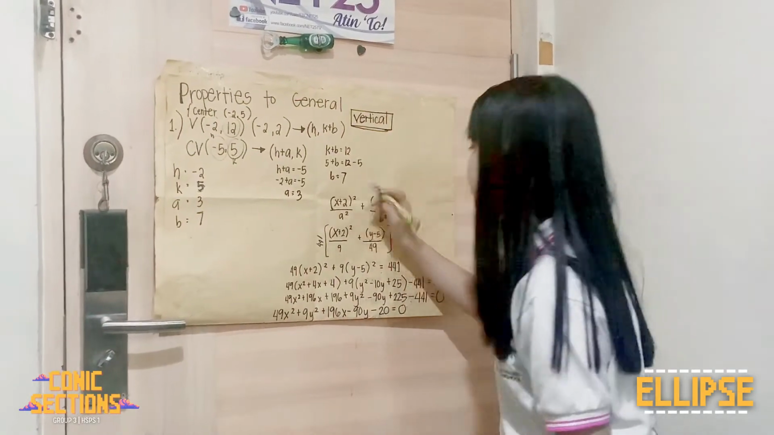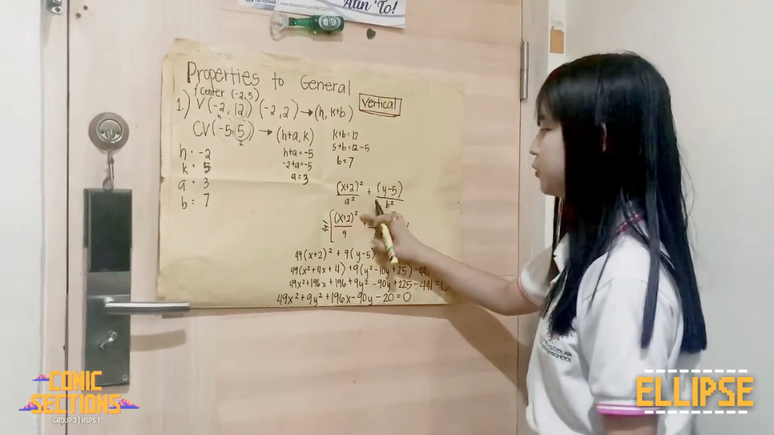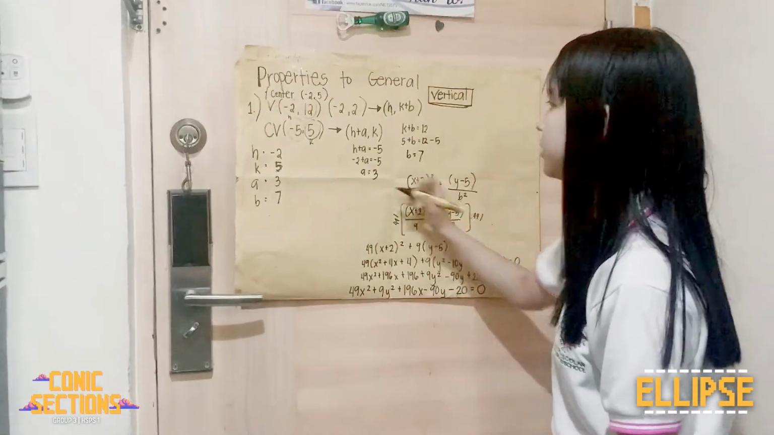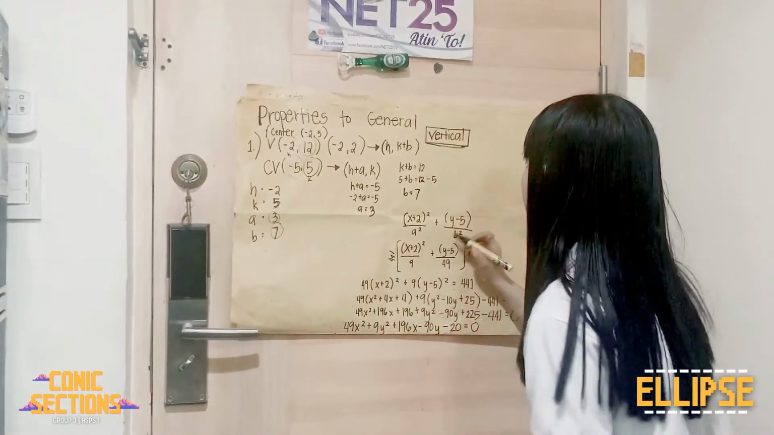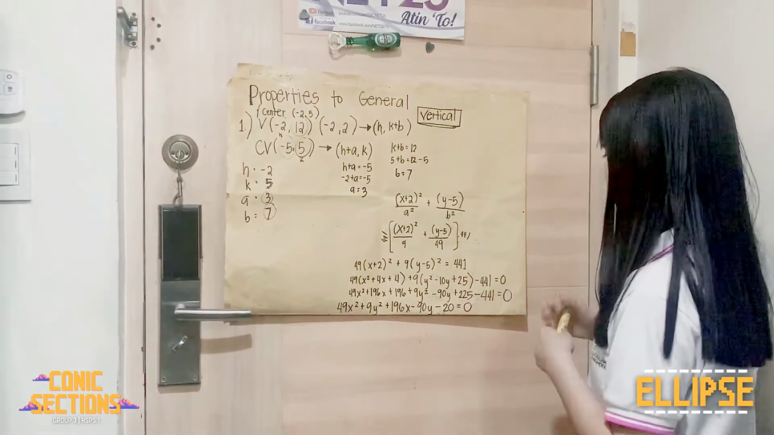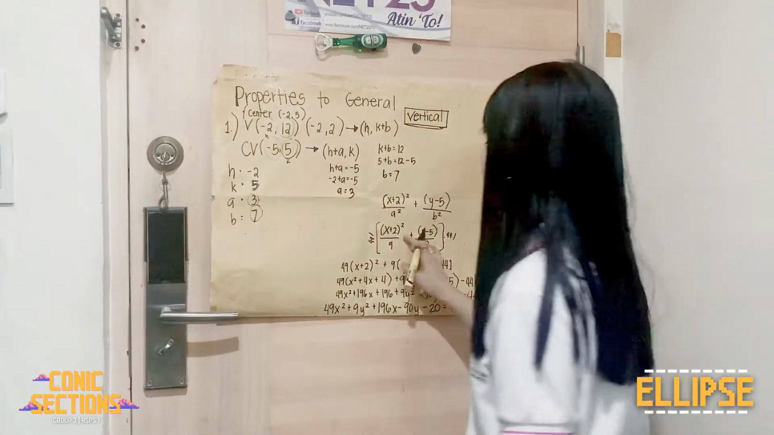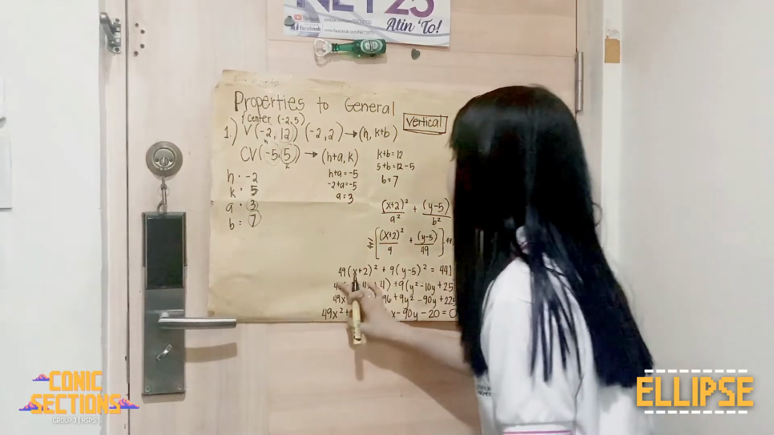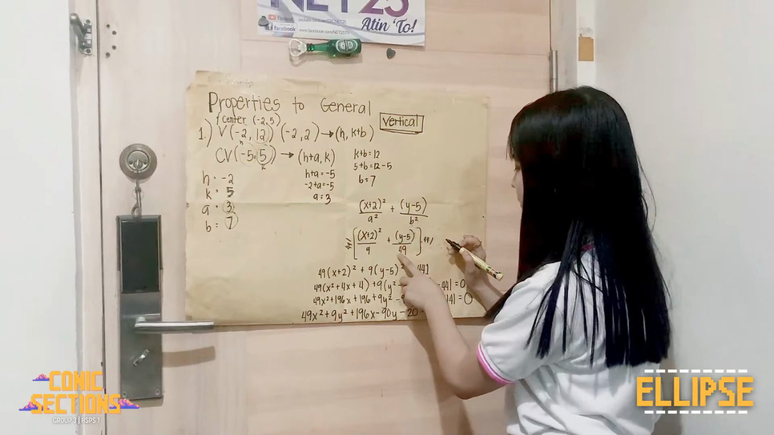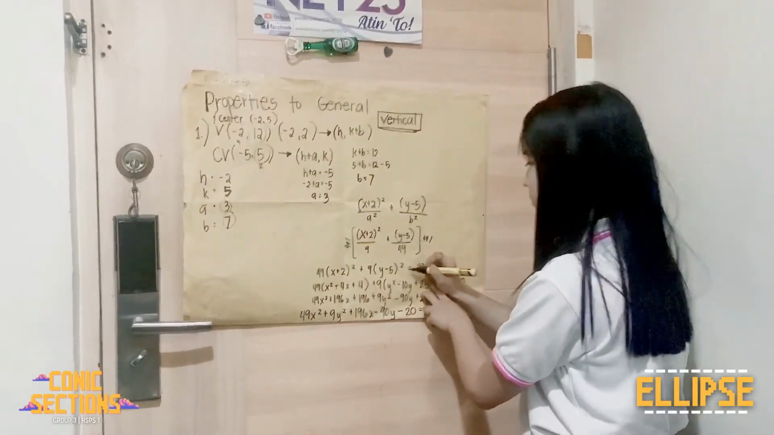So (x plus 2) over a squared, (y minus 5) over b squared. So (x plus 2) squared over 9, since squared, we have to square these terms, plus (y minus 5) squared over 49. So we have to find the common factor of it. So 49 times 9 is equal to 441. So we divide 441 by 9 and by 49. 49 (x plus 2) squared plus 9 (y minus 5) squared equals 441.